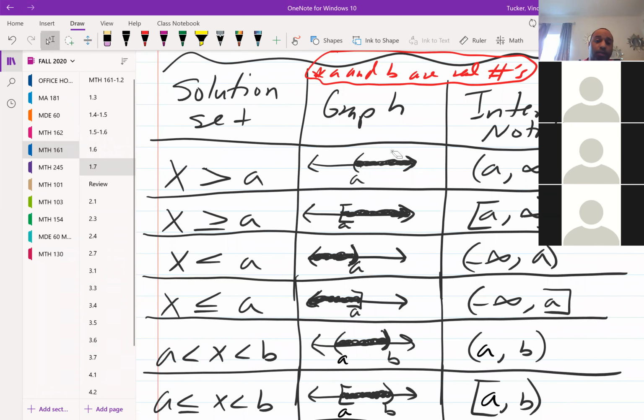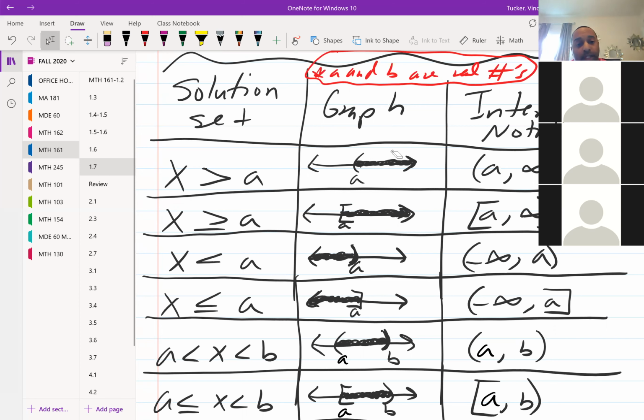So looking at the first 2 rows that represented what we just finished doing, you have X is greater than A. So you put a parentheses over the A and shade to the right. Then for your interval notation, you're going from A to infinity. Same relationship in that second row, it's just that we use a bracket instead of parentheses over the A.